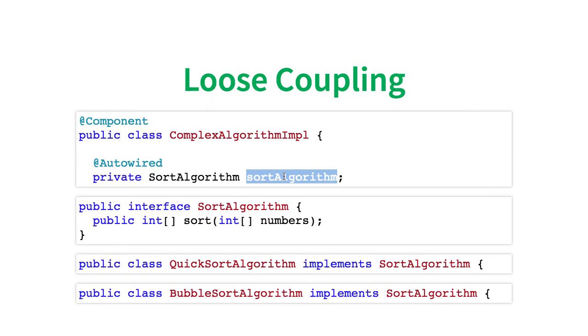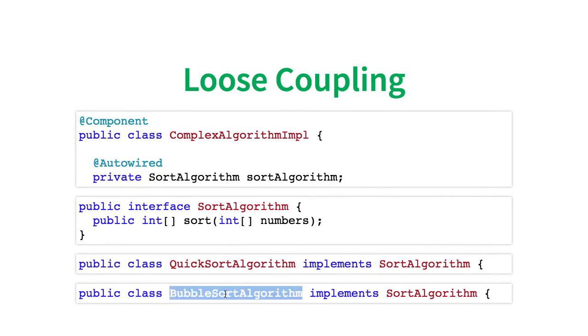Now you might be wondering, what's the advantage of this loose coupling? The advantage of this loose coupling is, number one, tomorrow I would want to switch from quicksort algorithm to bubble sort algorithm. All that I need to do is remove the @Component on quicksort algorithm and put it on bubble sort algorithm. Or there are other strategies. There are annotations like @Primary, @Qualifier, and other stuff that you can use to make it even dynamic.